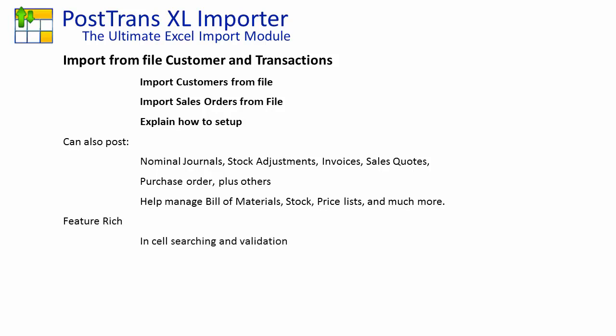Feature-rich, PostTrans also has in-cell searching and validation. It can also copy down the formulas as it's importing, so you could add formulas to the sheet to manipulate the data as it comes in, such as posting a nominal journal. You could bring in the credit card information and manipulate it to define the GLs, or you could manually add data to it. And again, as I say, it's validated, so it'll highlight any problems just before it posts it in. I'm going to just demonstrate it here with Sage Line 50, but exactly the same functionality is available for Sage 200.